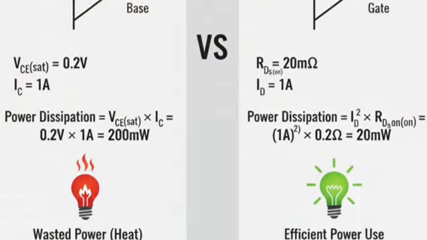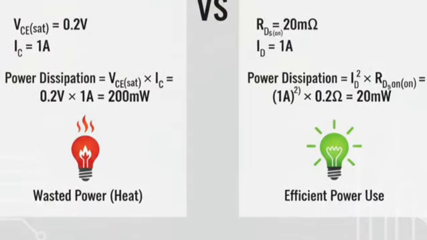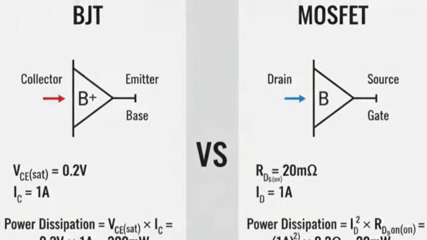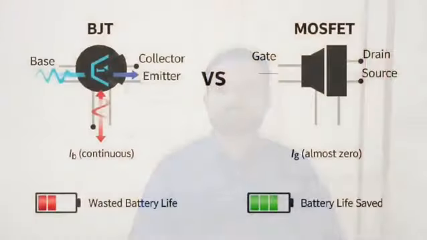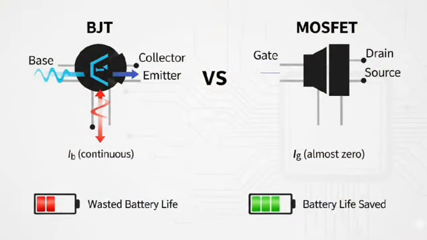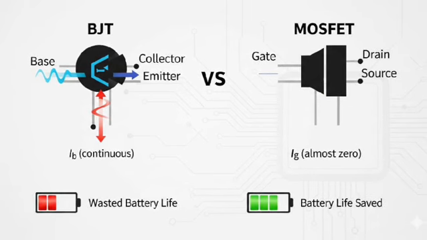The original design uses a BJT for switching a load. Engineer recommendation: replace with a logic level MOSFET. Reasoning: drive current. A BJT requires continuous bias current, base current IB, to stay on. This wastes battery life. A MOSFET uses almost zero gate current.